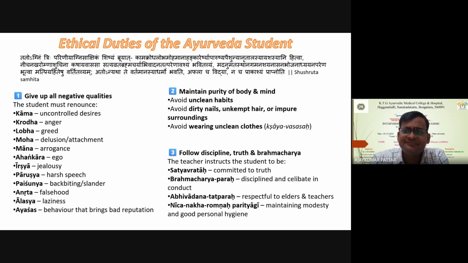Then in Shushruta Samhita, Shishyopanayaniya Adhyaya, Shushruta Acharya clearly explained the characteristics of a student, that is Shishya Lakshana, what a student should do. I will not go through the Shloka, I will give the summary as you can see below. The student must give up all negative qualities like kama, krodha, lobha, moha, ahankara, alasya, ayasya. These kinds of things we have to avoid. Then maintain purity of body and mind. Avoid unclean habits and maintain health and personal hygiene by trimming the hair, cutting the nails, keeping your surroundings clean and avoiding wearing unclean clothes.